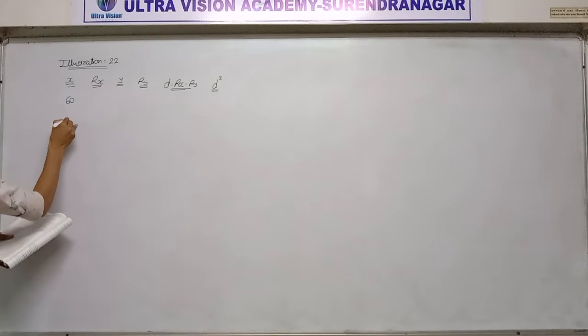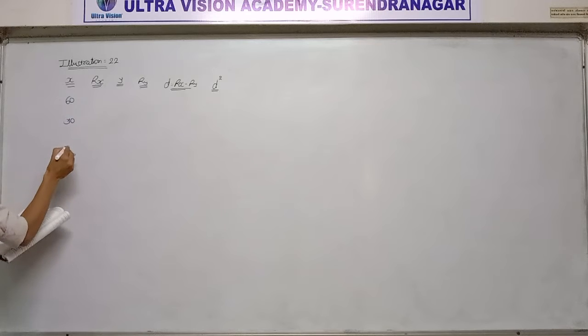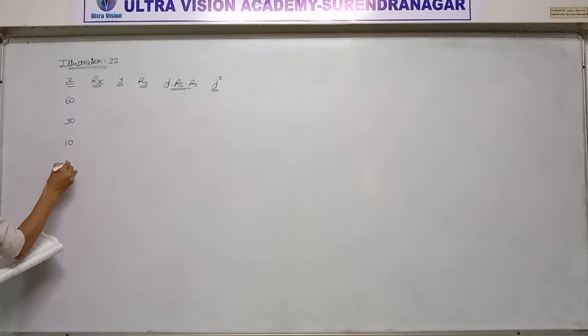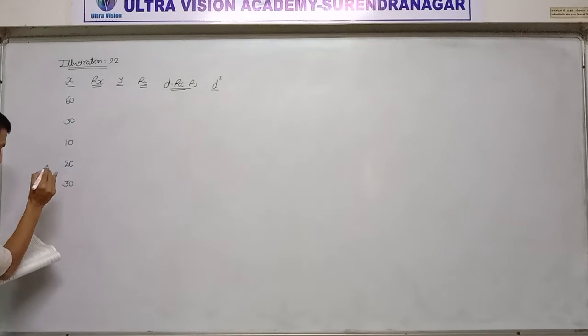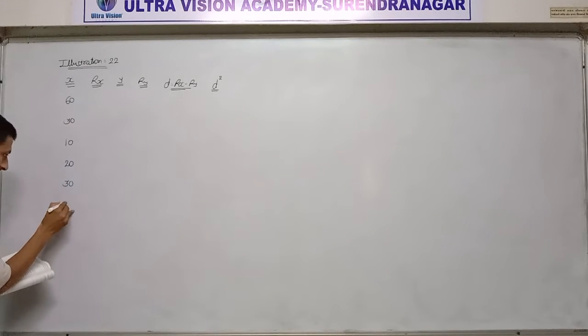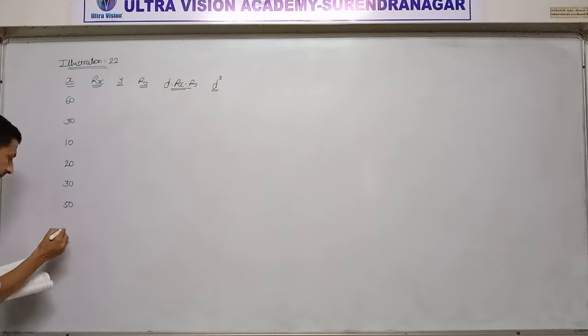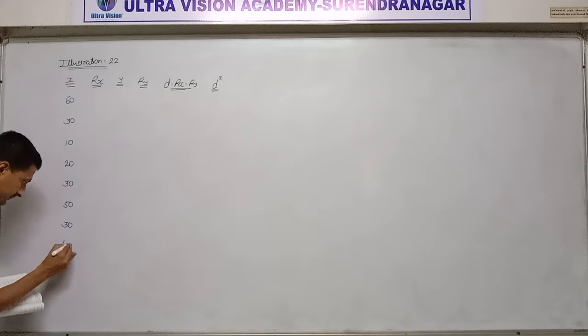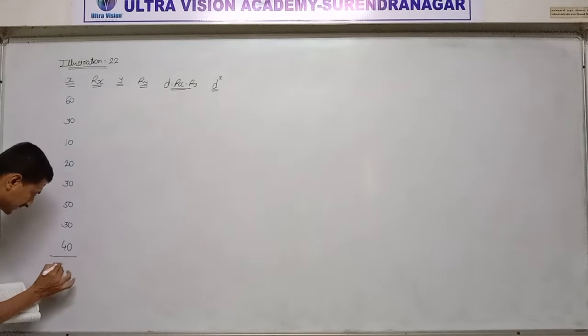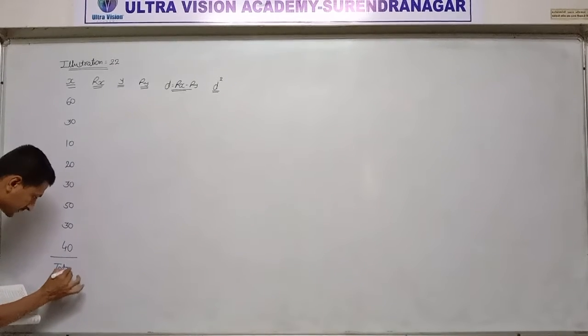16, 30, 10, 20, 30, 50, 30, 40. Last, write down the total.